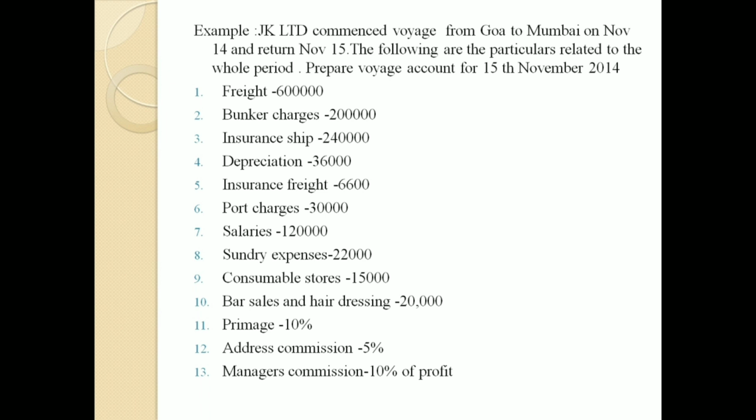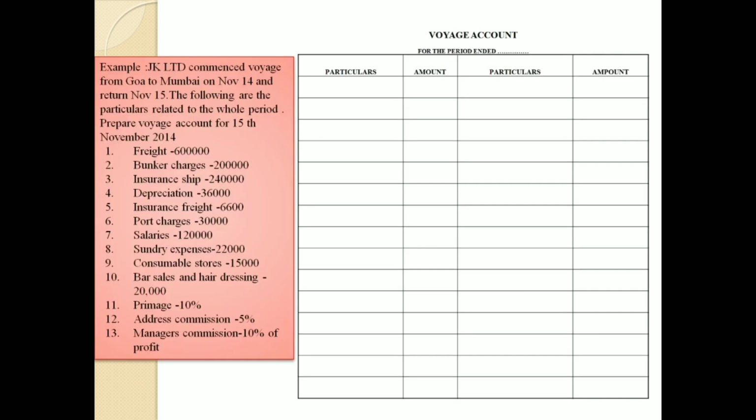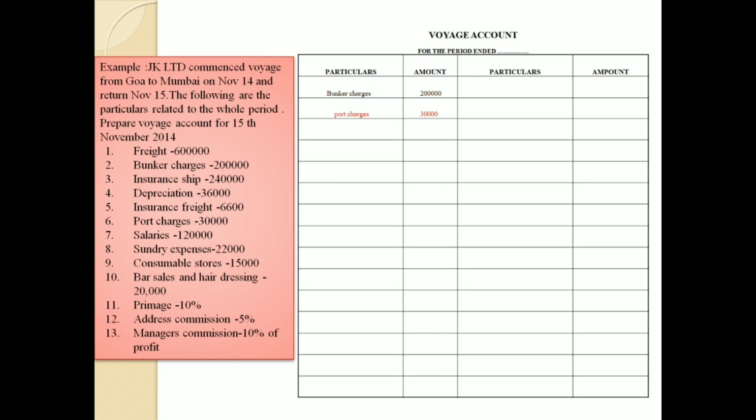So these are all the income and expense details of JK Limited. Let us discuss how to prepare an account based on these financial factors. So this is a voyage account. We have certain expenses, and we are posting them one by one in this account. First, bunker charges: we are posting bunker charges of 2 lakh rupees on the debit side of the account. Then the second expense is port charges. That is also given directly, so you can post it directly. Port charges are 30,000.